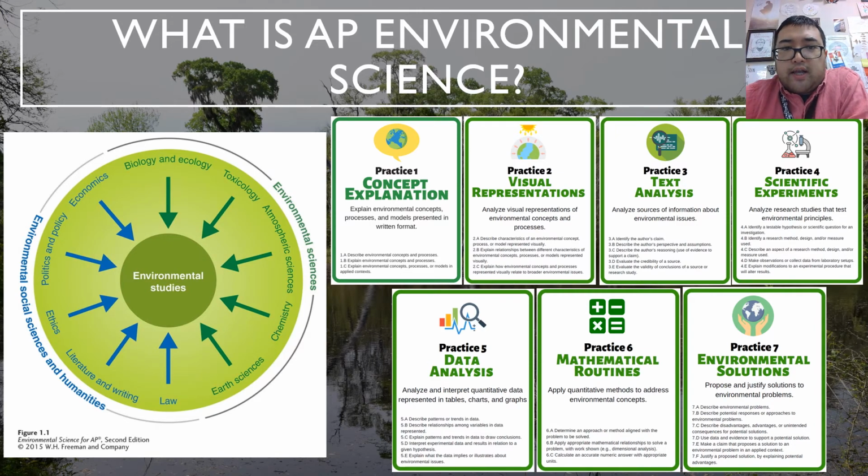So in this class, College Board has developed 7 science practices. So the practices are listed there. Practice number 1 is concept explanation. Number 2 is visual representations. 3, text analysis. 4, scientific experiments. 5 is data analysis. 6, mathematical routines. Yes, in AP Environmental Science, there's math. That's your third FRQ problem. And last but not least, environmental solutions.